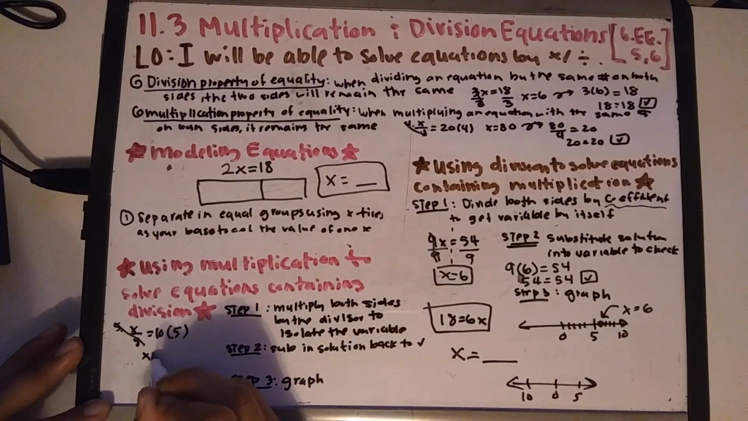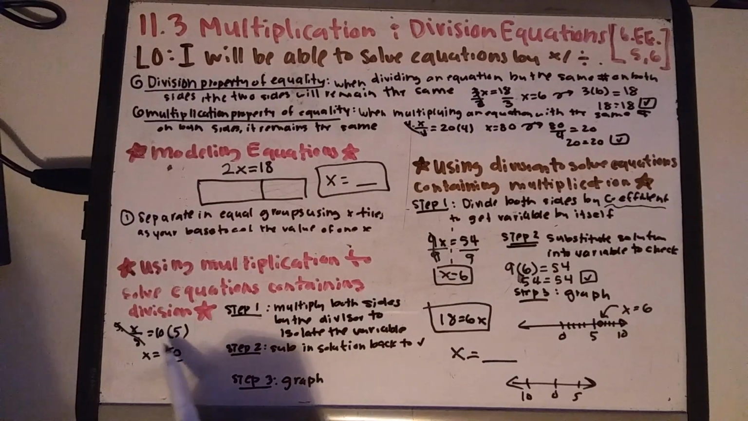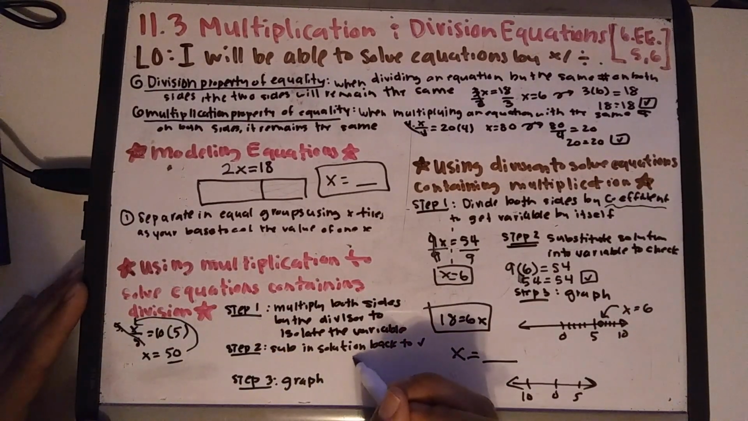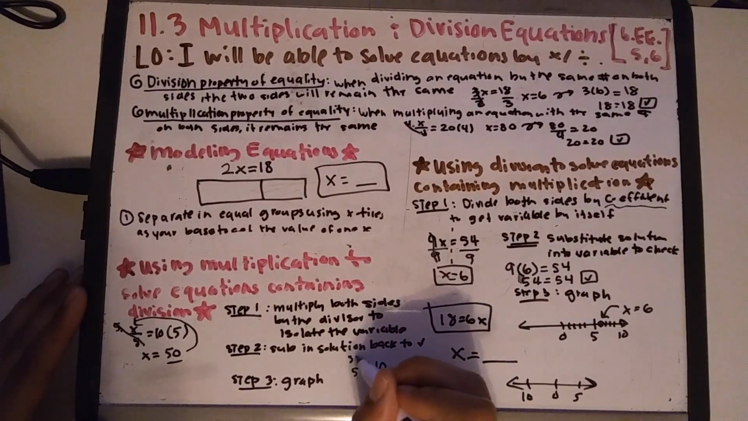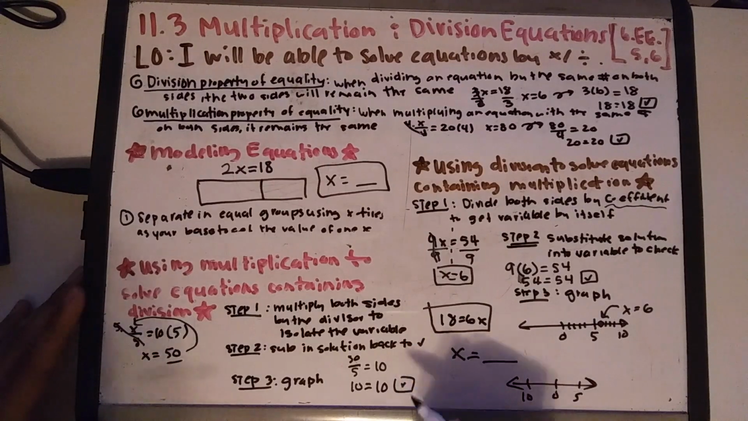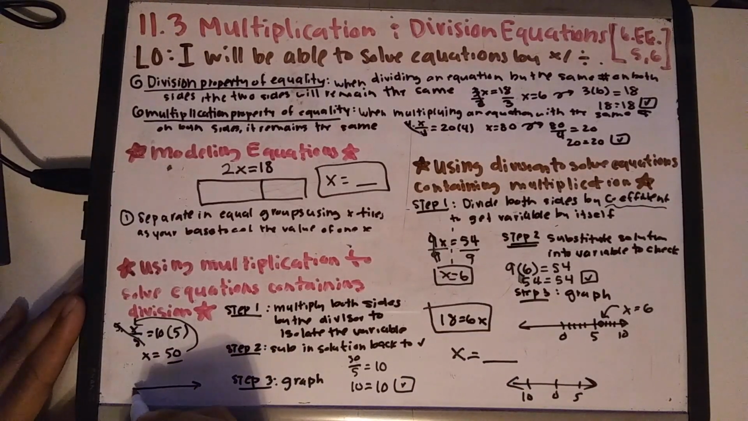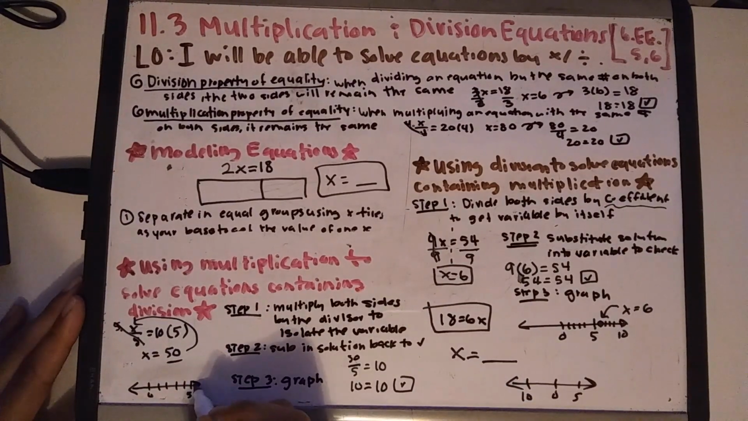So then I get x equals what? 50, right? And I'm going to substitute my solution back in here and say that's true. So I'll have this, and I'm going to erase my x. I'm going to write 50. 50 divided by 5 is 10. Is it true that 10 equals 10? Yes, correct. And then last thing I'm going to do is graph it. So it will be right here.